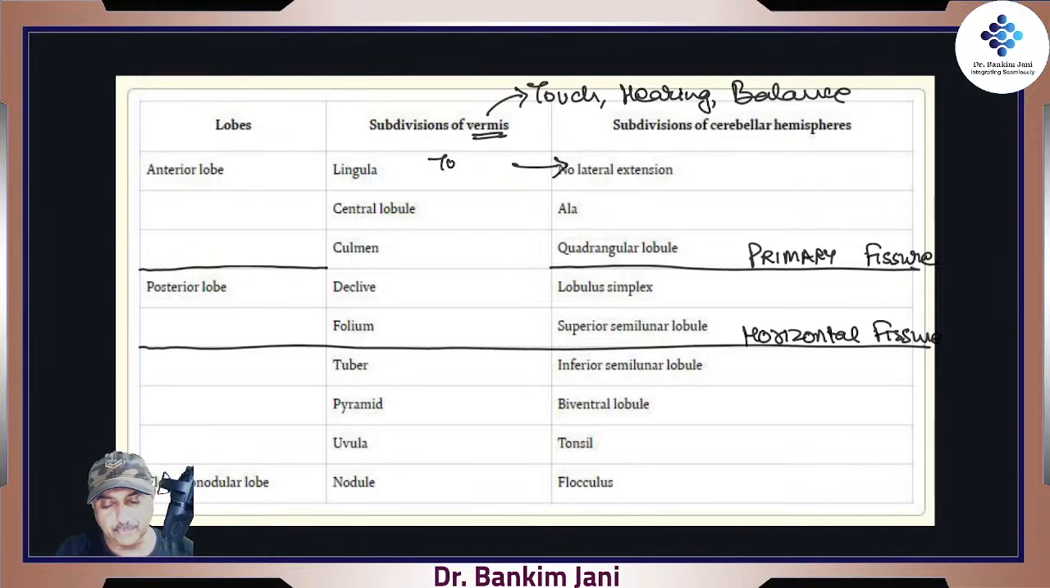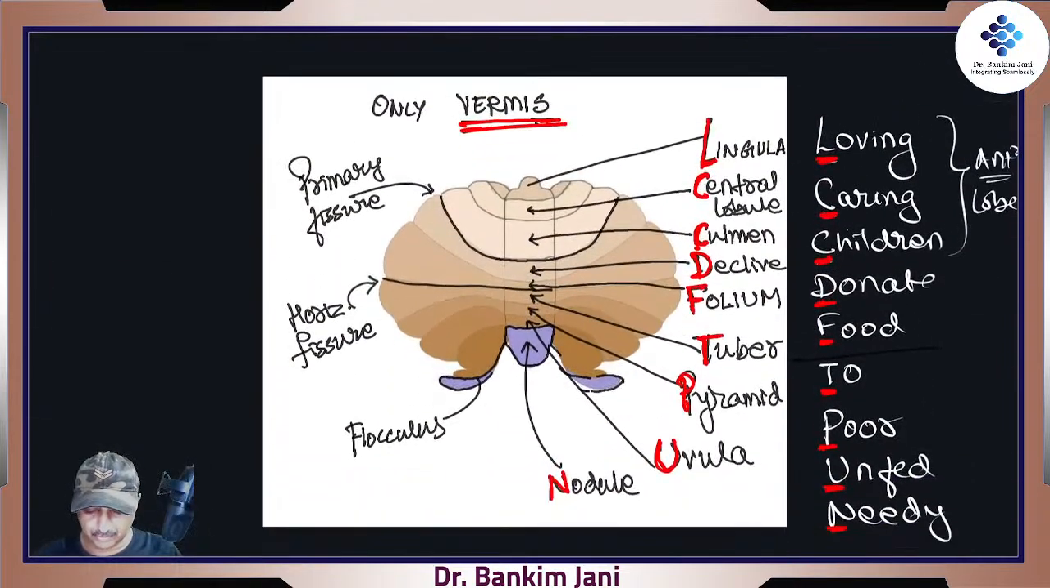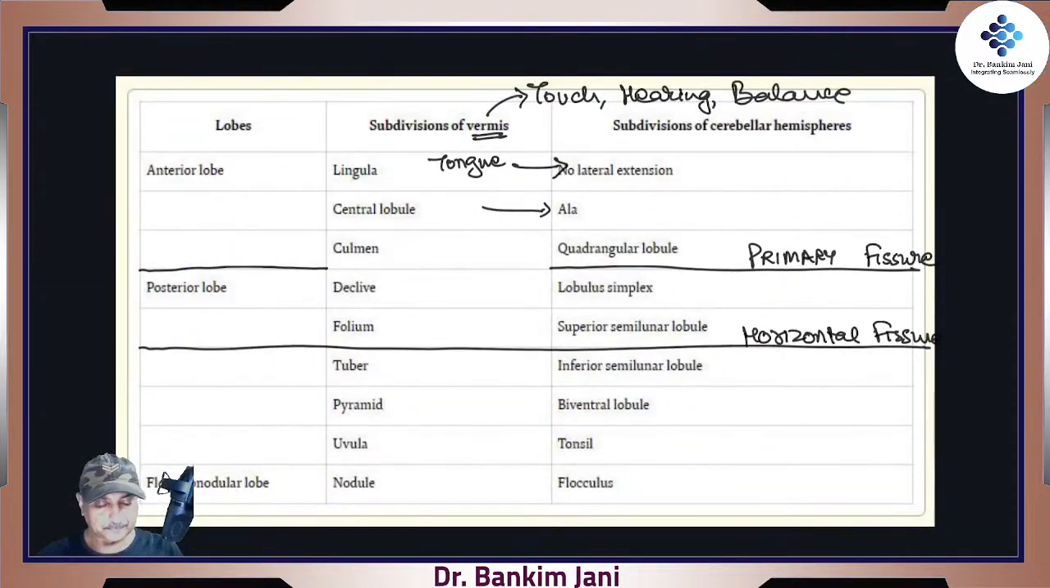This is like a tongue-like projection, tongue. That's why it is called lingula. Central lobule, right? When I say lateral, this is the lateral portion, the lateral extension of this vermis. So the central lobule's lateral extension is called ala, or the wing of the central lobule. So the central lobule is part of the vermis, and this is on its side, right?